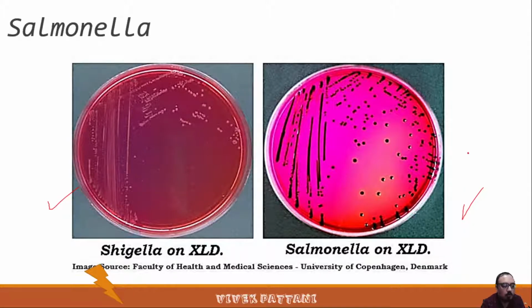If you want to grow Salmonella in a lab, you can take a sample of sewage and streak it on Salmonella Shigella agar. These agars, like XLD agar, are also used for the differentiation of Salmonella and Shigella. You can see clearly the difference between Shigella and Salmonella colonies.